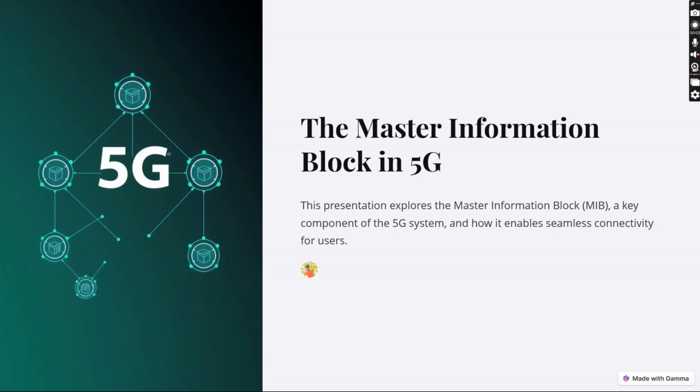Hi, good morning everyone. Today we are going to discuss the master information block in 5G, which plays an important role in DL synchronization. Whenever the node restarts or comes up, it will transmit or broadcast the master information block. Wherever the UE is there, it will read this information and synchronize with the network in the DL direction.